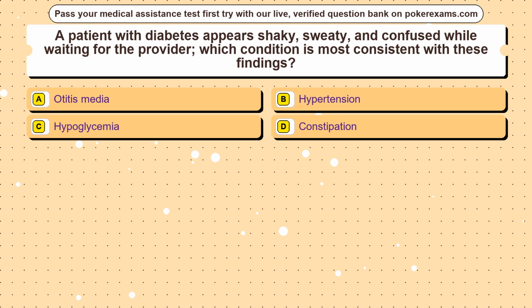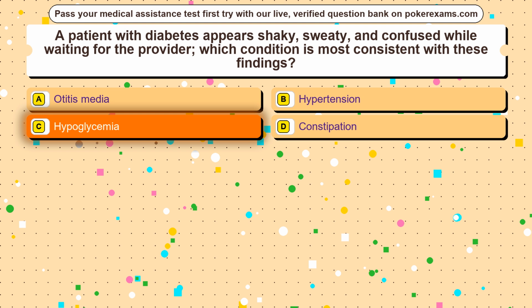Question 93. A patient with diabetes appears shaky, sweaty, and confused while waiting for the provider. Which condition is most consistent with these findings? Option A. Otitis media. Option B. Hypertension. Option C. Hypoglycemia. Option D. Constipation. The correct answer is option C.